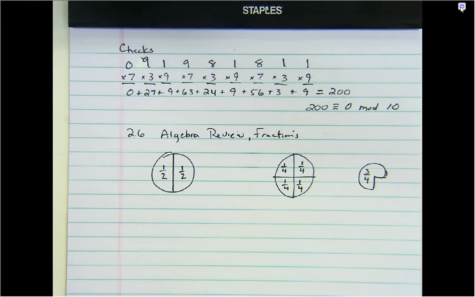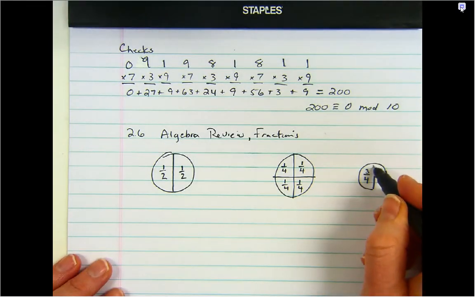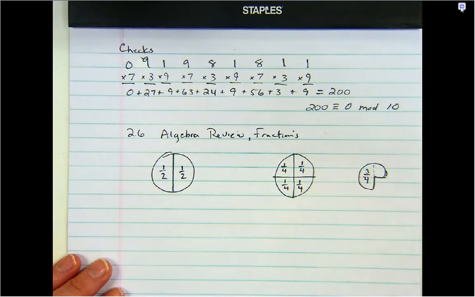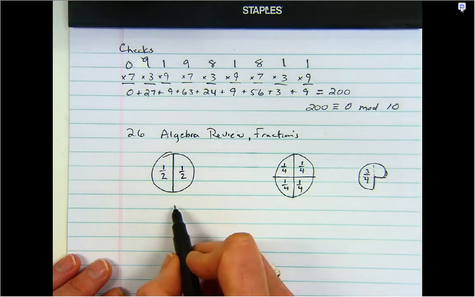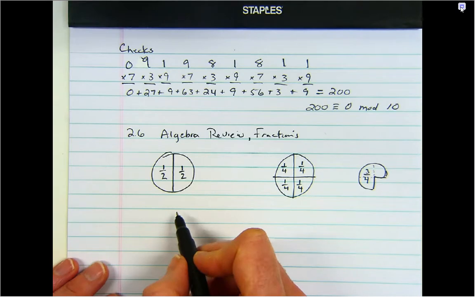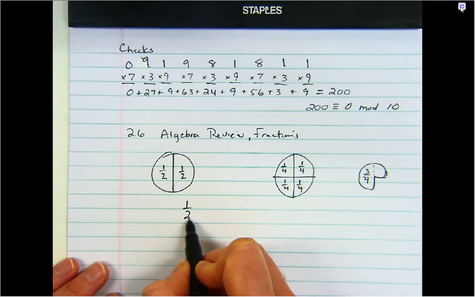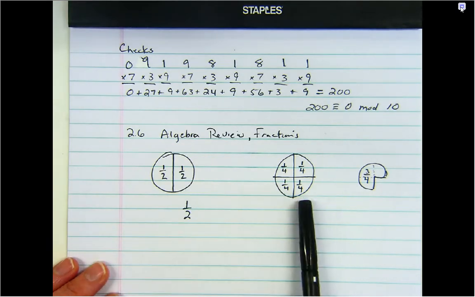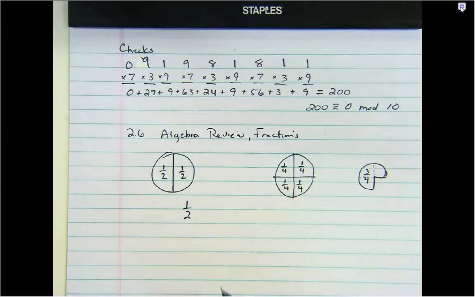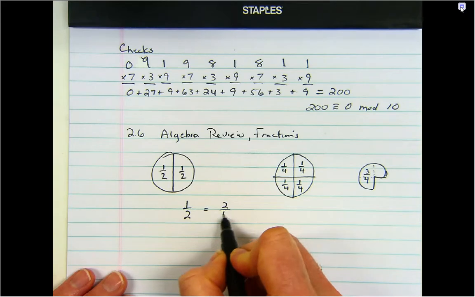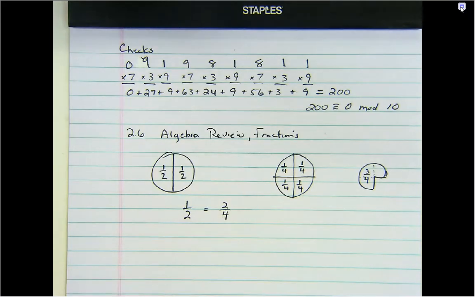So the bottom number tells how many parts you divide into. The top number tells how many of those parts you're looking at. Fractions can have different names and mean the same amount, right? If you took the 1/2, how much of the circle in fourths is that? 2/4. Yeah, 2/4. So these are equal. Same value, different names.